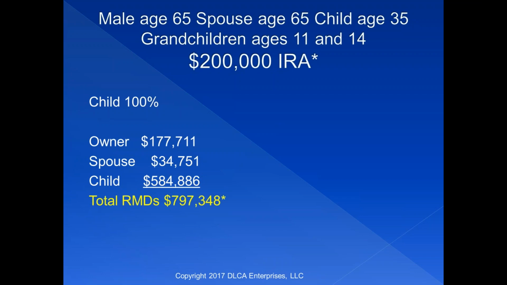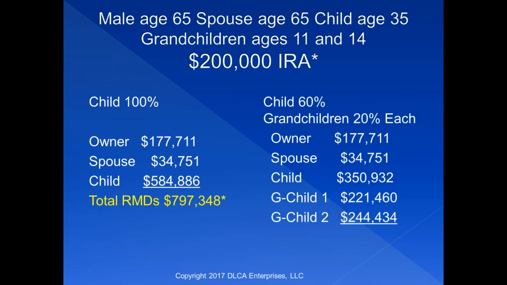So if you add all this up, that $200,000 IRA over 2 generations has paid out almost $800,000 in required minimum distributions. And when you look at that, you say, well, that's pretty attractive. I'll do that. Well, here's why you shouldn't.